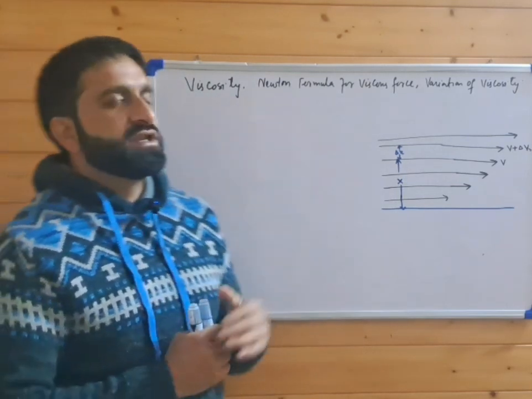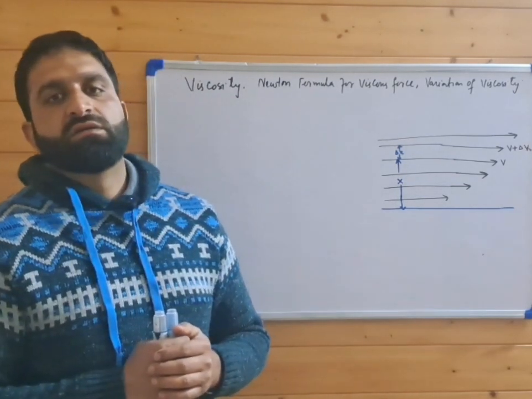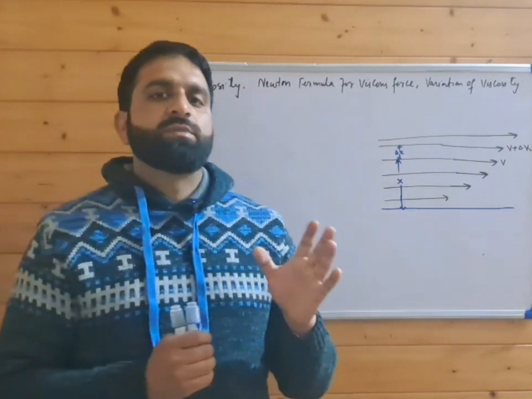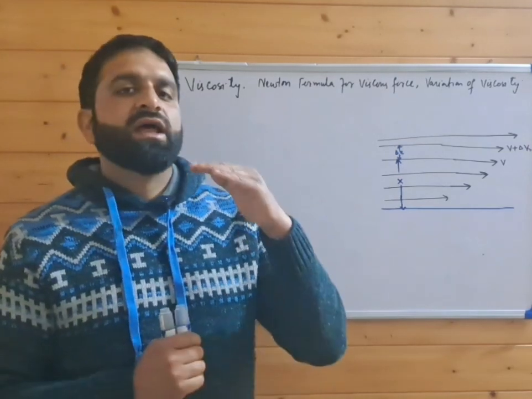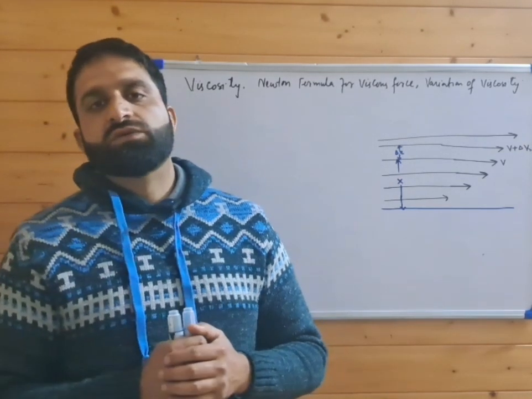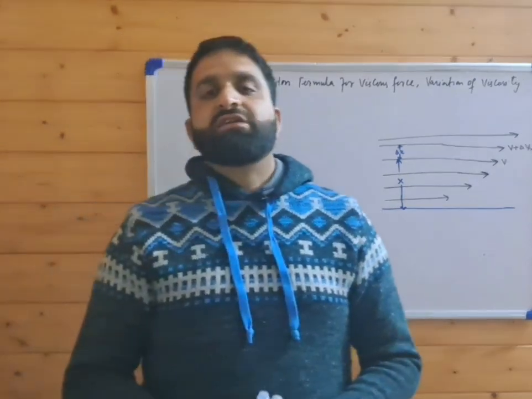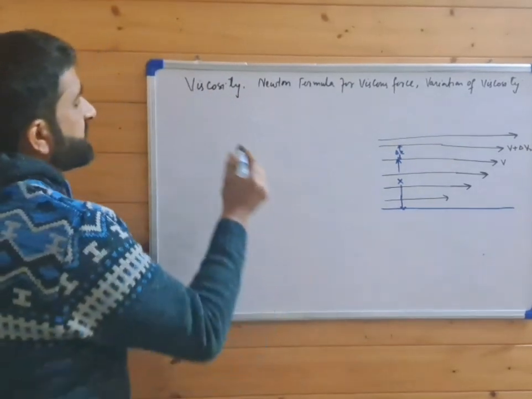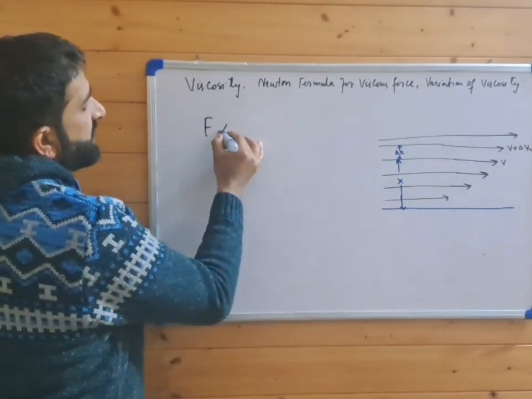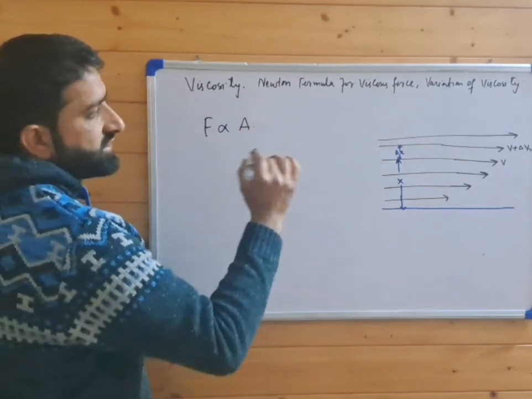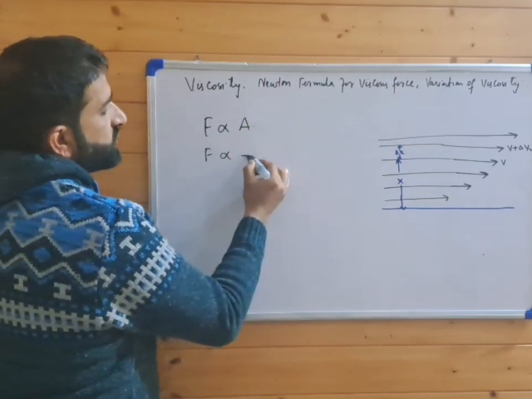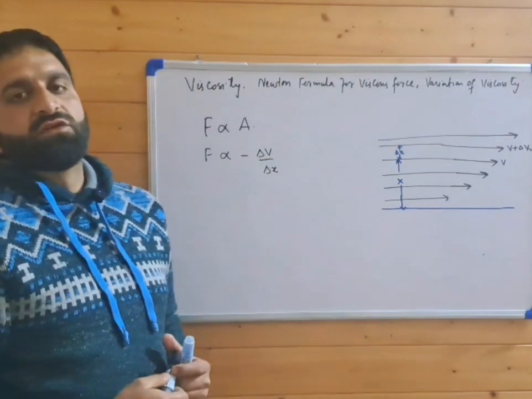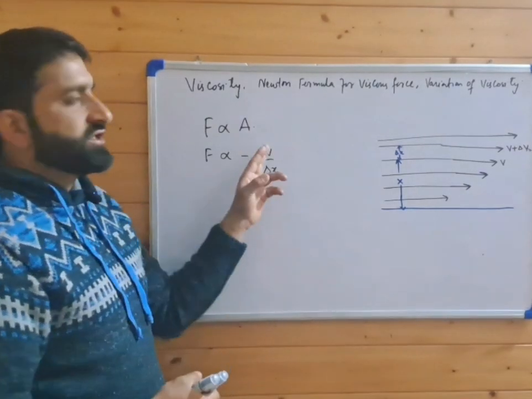Now, let us discuss Newton's formula for viscous force. Newton's formula states that the viscous force is directly proportional to the area of the layers and directly proportional to the velocity gradient. Velocity gradient is the rate of change of velocity with distance. Now, if F is the viscous force, as per Newton's formula, F is directly proportional to A, the area of the layers. F is directly proportional to minus delta V by delta X. Delta V by delta X is the velocity gradient, the rate of change of velocity with distance.